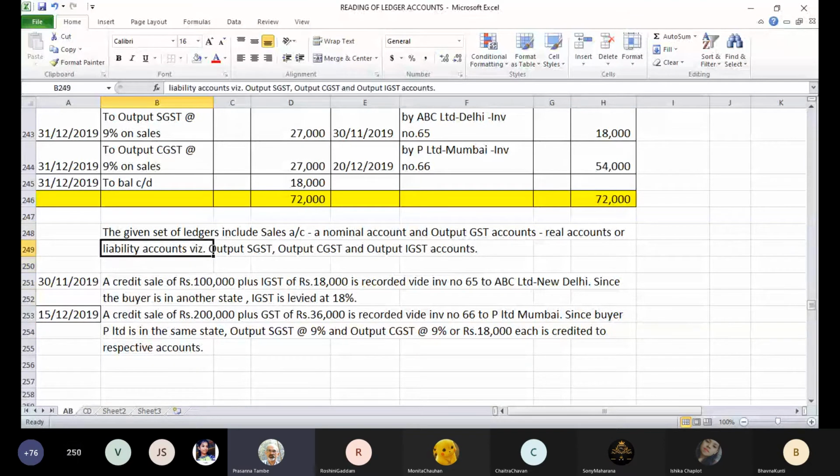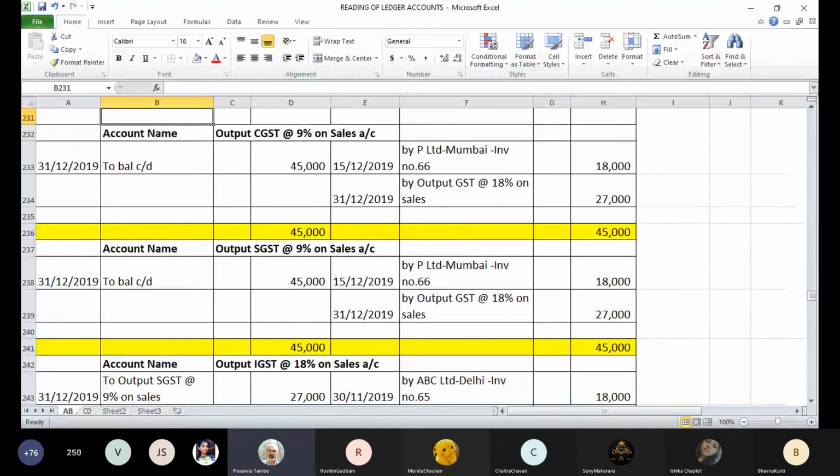So 18,000 each, we will find a credit here. 18,000 in output CGST and 18,000 in output SGST. Both accounts are credited for invoice number 66 for 18,000. Have you noted these comments?